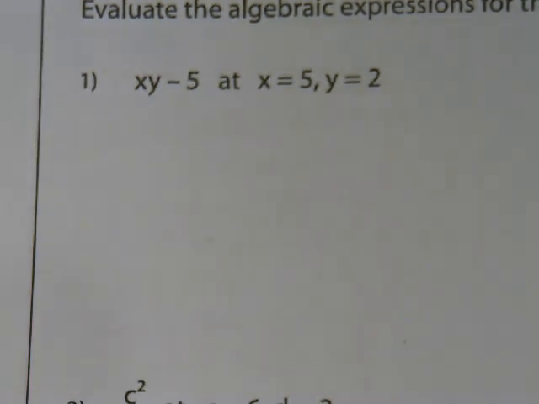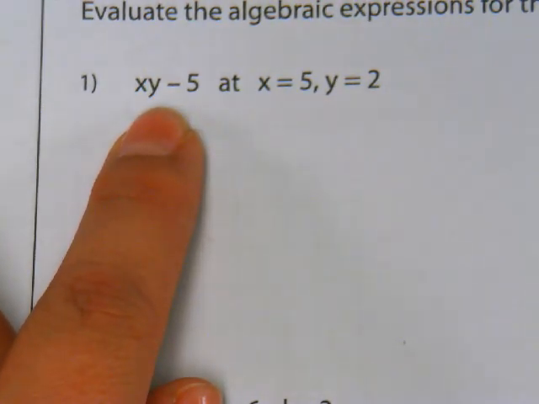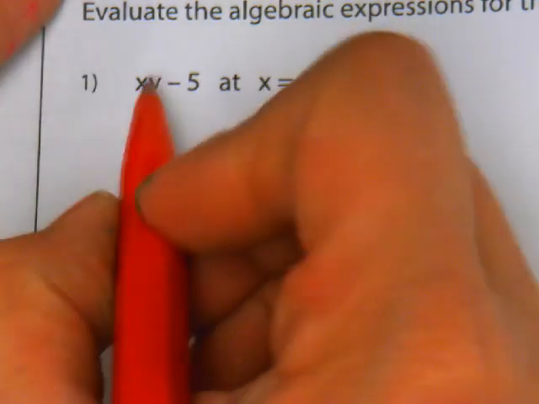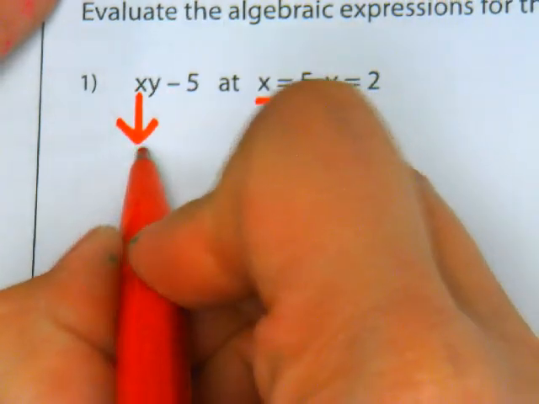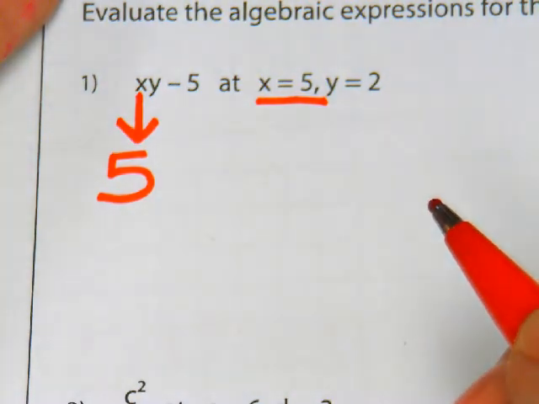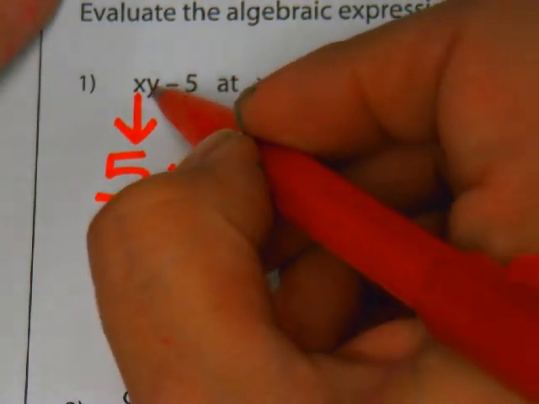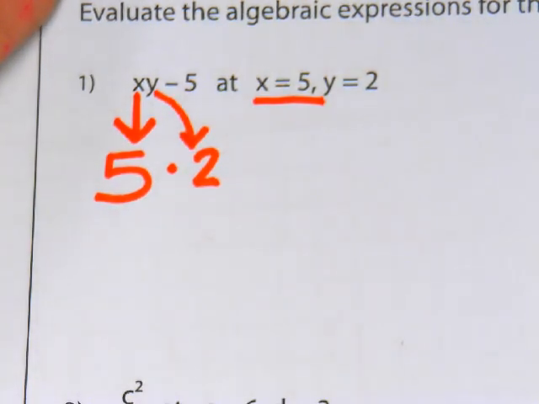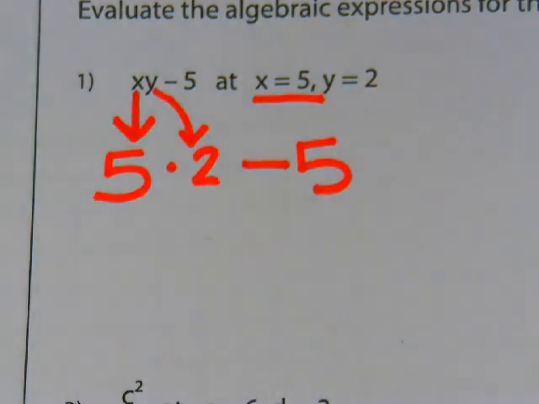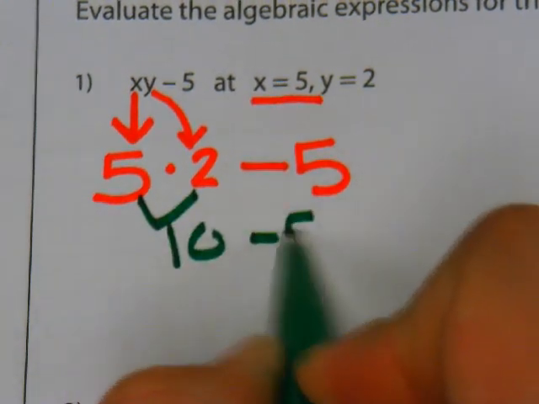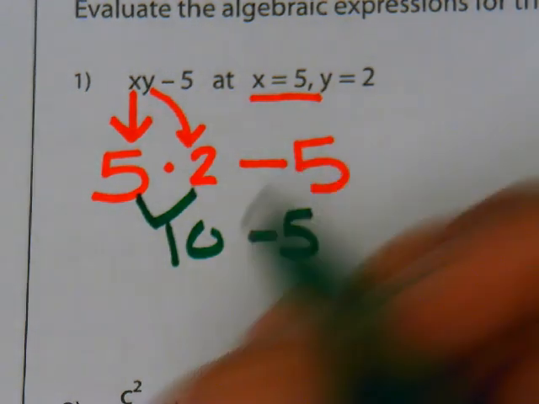All right. So you see how it's xy? So, what is x? 5. So instead of writing the x, I'm going to write the number 5 because it tells me x equals 5. So I write 5. What do I put before I write the next number? Multiply dot. And then what is the y? So I'm going to put the 2 right there. And then minus 5. So this is a 10 minus 5. 10 minus 5, guys. Use your fingers. It's perfectly fine. And our answer is 5.